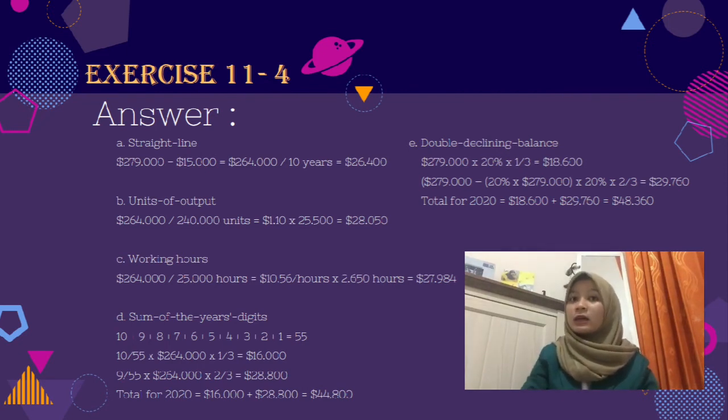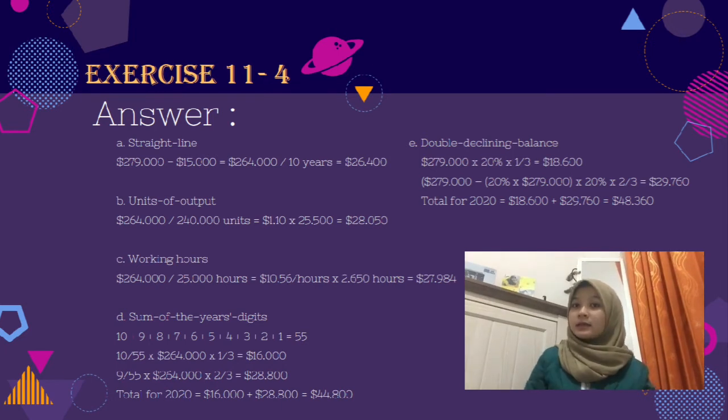C. Working hours is $264,000 divided by 25,000 hours, and the result is $10.56 per hour. And then $10.56 per hour multiplied by 2,650 hours, and the result is $27,984.